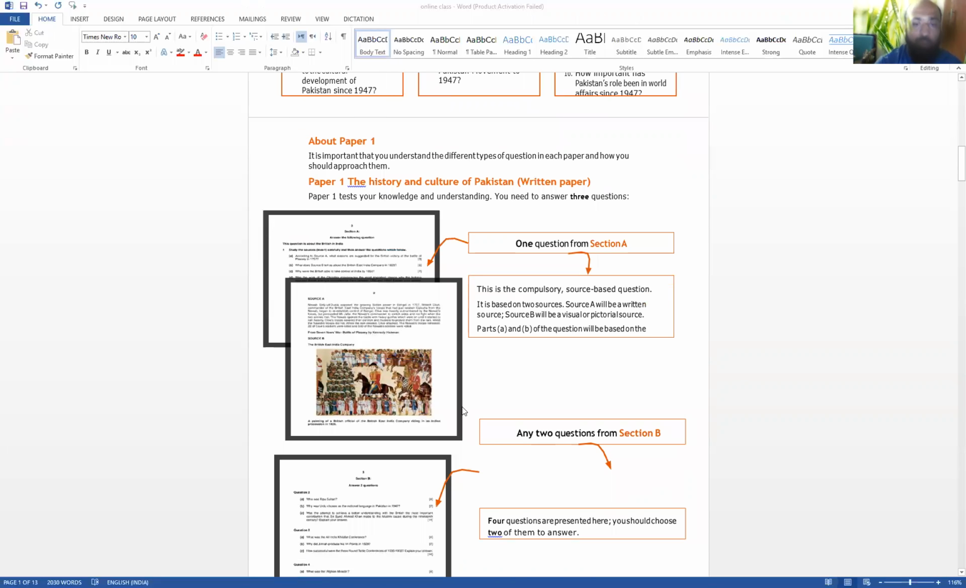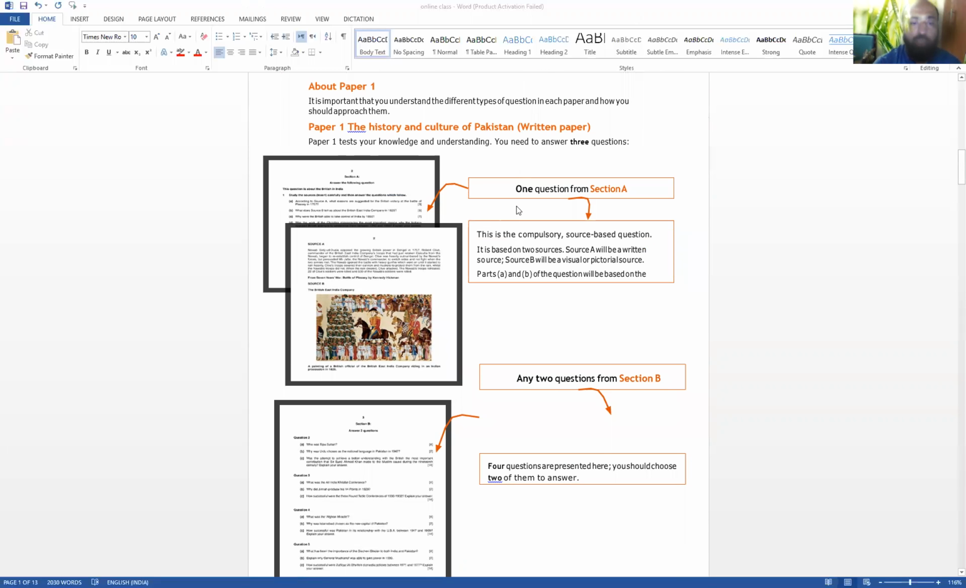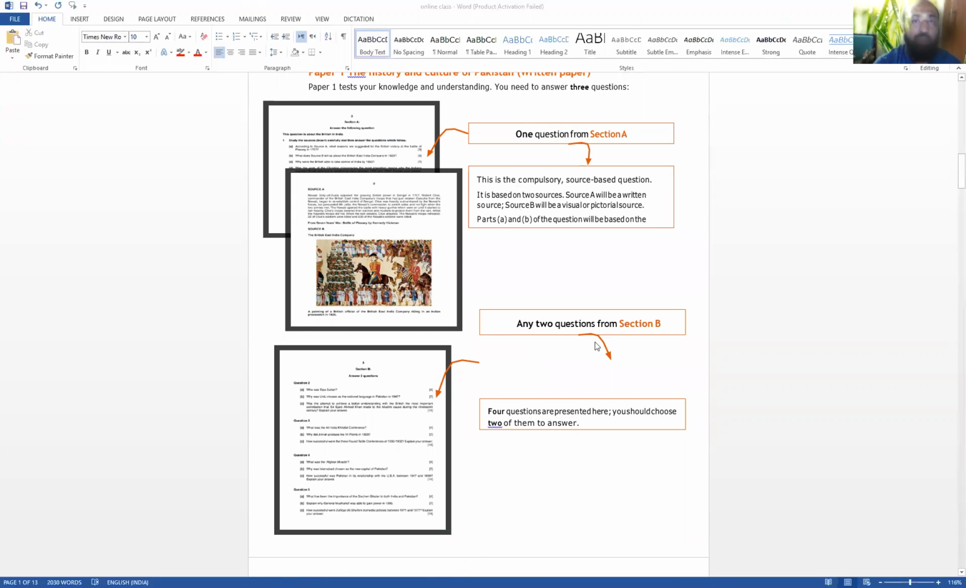Now come towards the paper. In the paper of history, you are supposed to answer three questions. Here, the first question has four parts A, B, C, D, and in section B, you will have to attempt two questions out of four. Question 2, question 3, question 4, and question 5. In section B, each question has three parts A, B, and C. On the next page, we will discuss the marking criteria of the different parts.